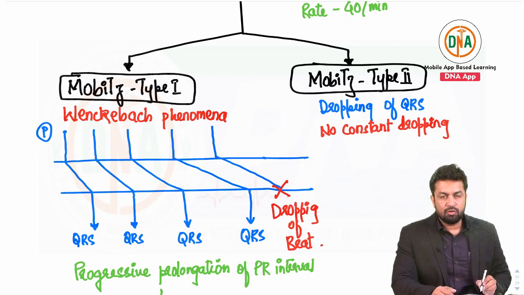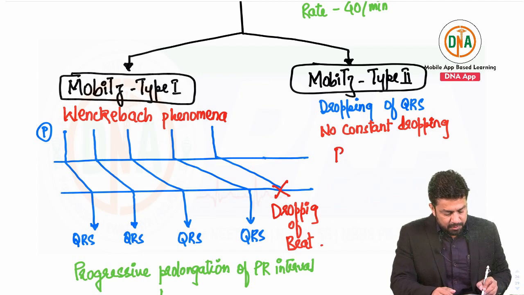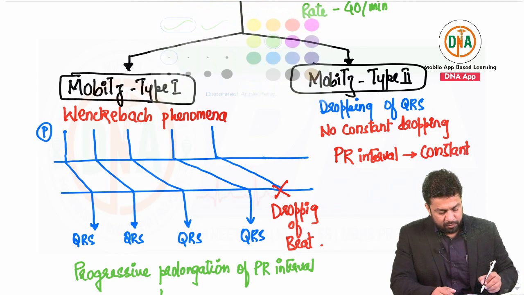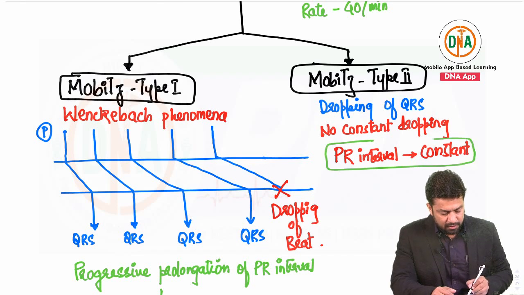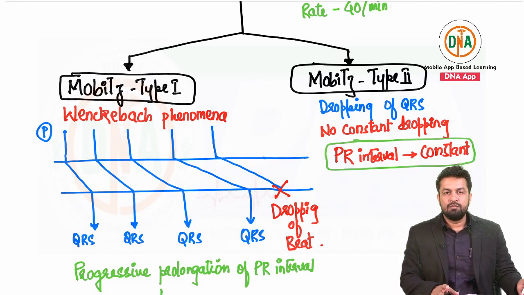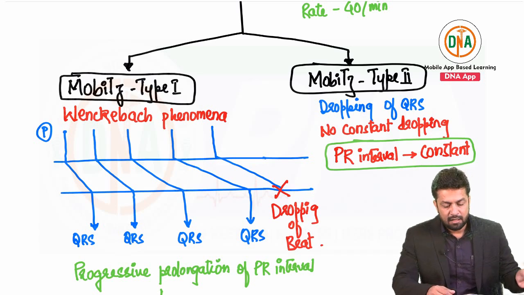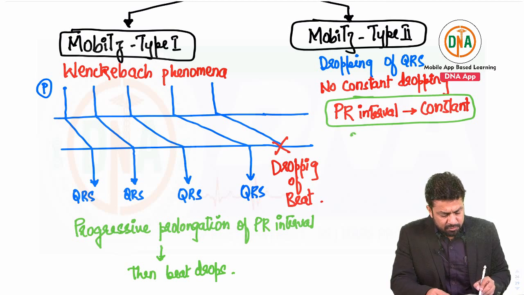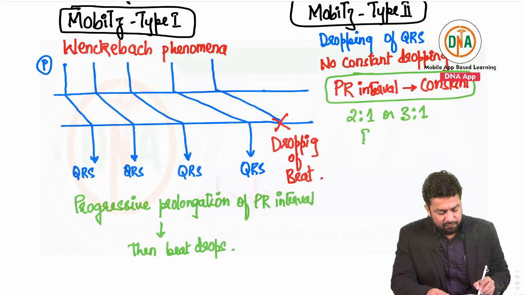So there is no constant dropping, but the PR interval is constant. So remember this nicely, guys. There is one type of heart block in which the PR interval is constant. It is Mobitz type 2 second degree heart block, and depending upon how many beats are transmitted, it can be a 2:1 ratio or a 3:1 ratio, and this is what is called fixed block.